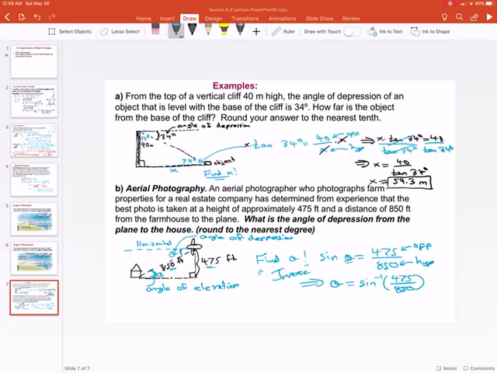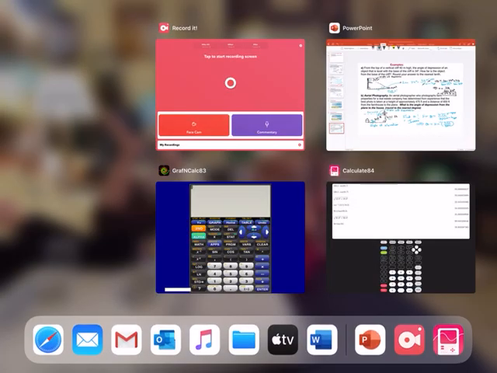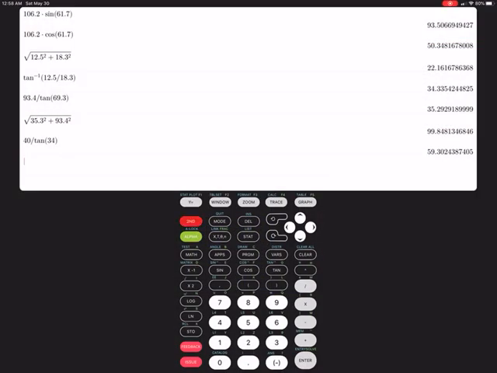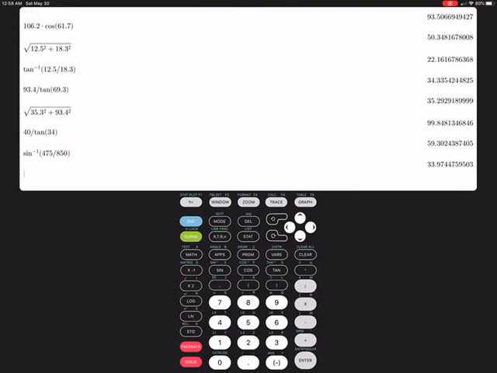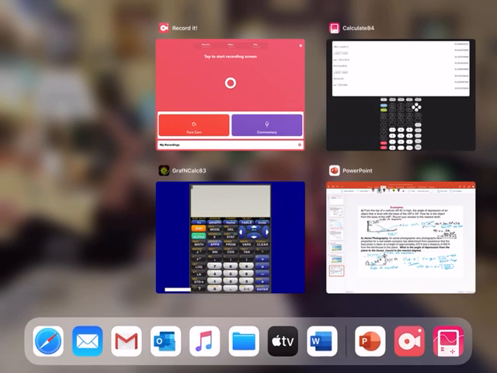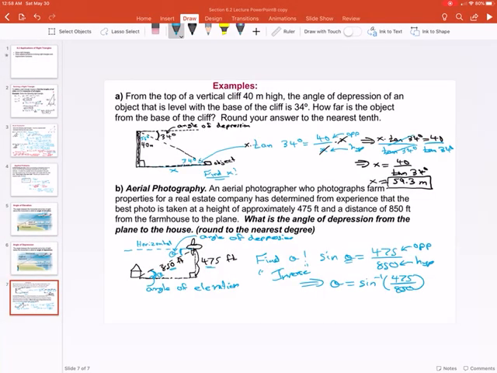So we're ready to type that in. Let's go to our calculator. We need to hit the second button, then sine, to get sine inverse. 475 divided by 850. We're in degree mode: 33.9. So to the nearest degree, 34 degrees, rounding to the nearest whole number. So there's our angle of depression, or angle of elevation, however you're looking at it.